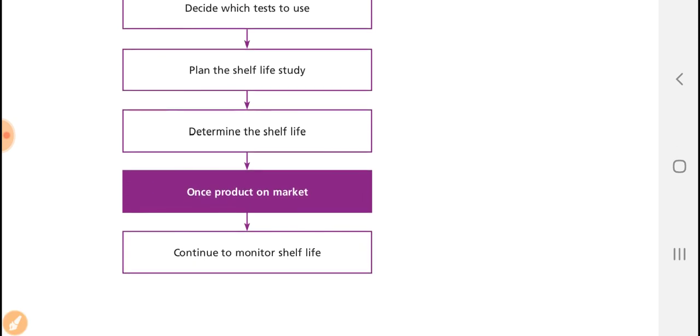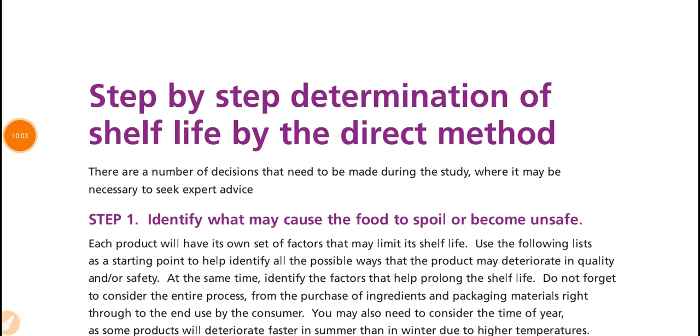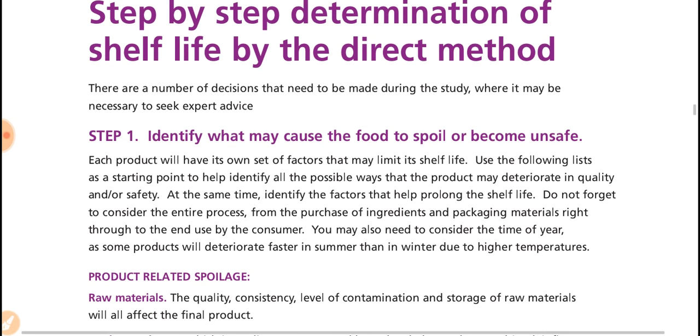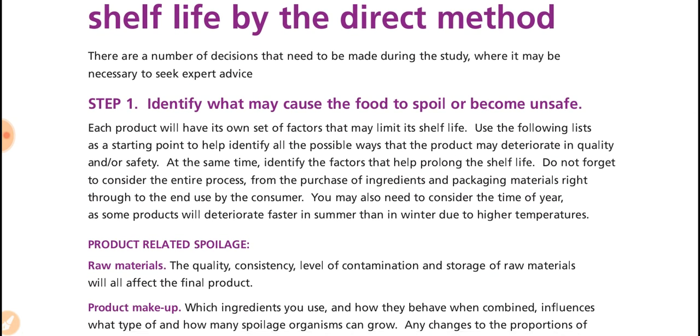Once the product is on the market, continue monitoring shelf life. After determining the shelf life, you dispatch your product to the market, and after dispatching, you also keep on monitoring the shelf life of that product. Okay, then step by step determination of shelf life by the direct methods. There are a number of decisions that need to be made during the study where it may be necessary to seek expert advice. Sometimes you have to take the advice of experts.